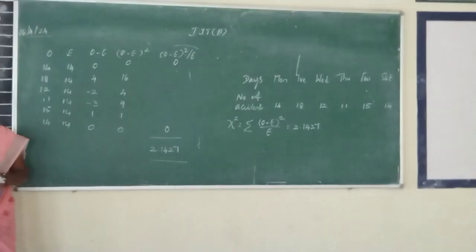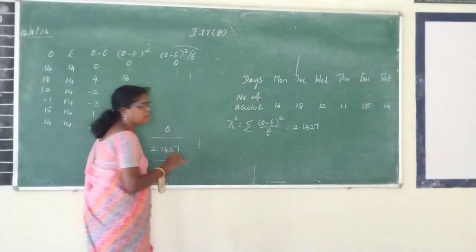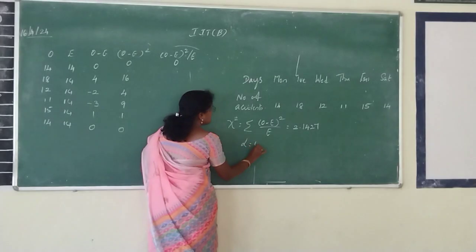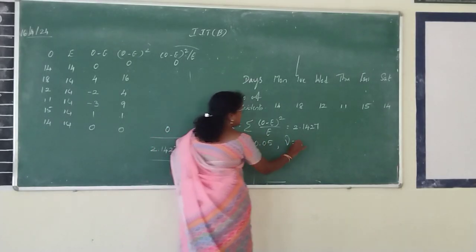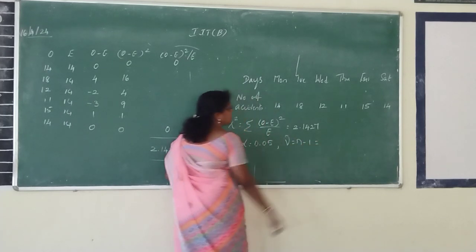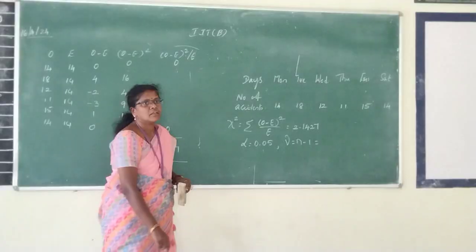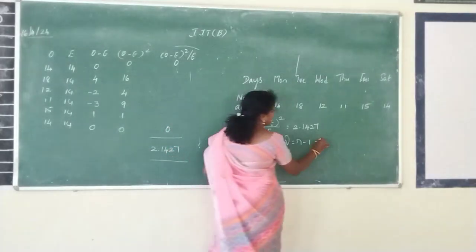What is the next step now? Alpha and degrees of freedom. What is alpha? 0.05. Degrees of freedom is n minus 1. How many values are given? 6. So 6 minus 1 will be 5.